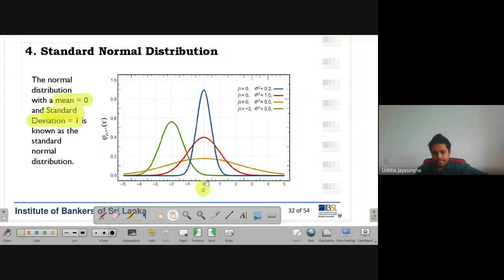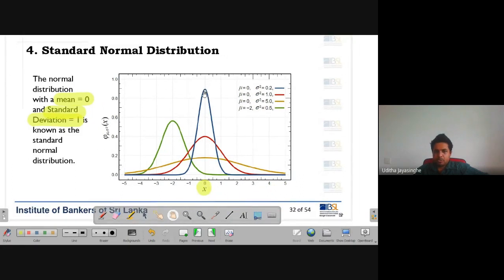If the mean is 0, okay, fine. You can look at these blue, red, and orange color curves. You can see all these curves have the same mean. But we know a small question is still there to resolve. What about this green curve? See, mu is minus 2, mean is minus 2.